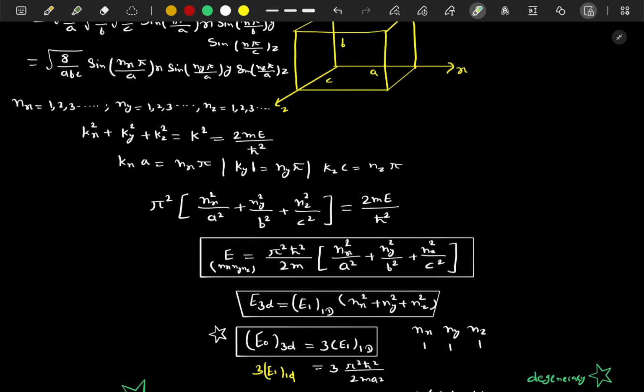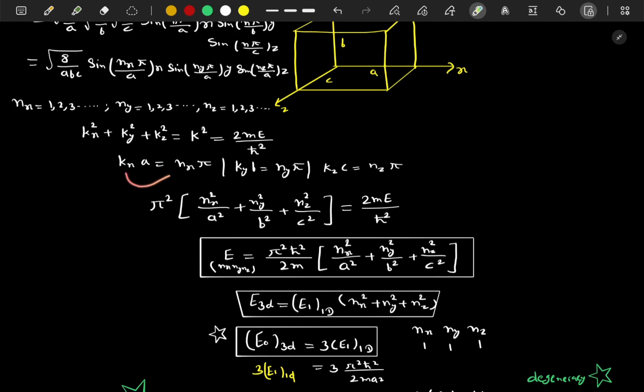where n are 1 2 3. Okay, so from this we know the sum of squares of the propagation vectors will be equal to k square, and that is 2mE upon h-cross square. So kx equal to nxπ/a, ky equal to nyπ/b, and kz equal to nzπ/c. So from here what we can say, π square [nx square upon a square, ny square upon b square, and nz square upon c square] equal to 2mE upon h-cross square. That is the k square.